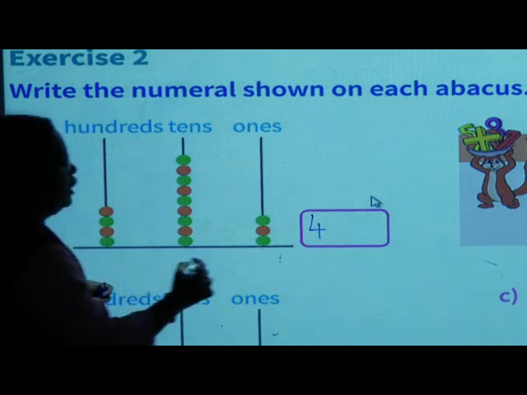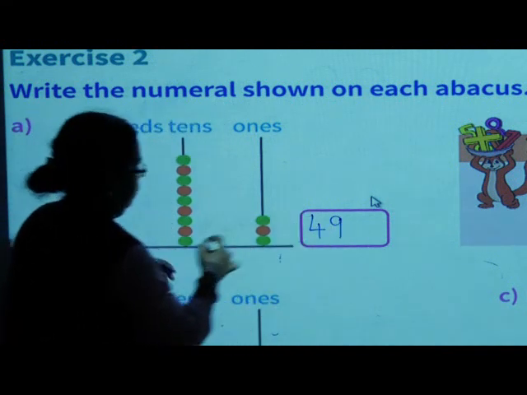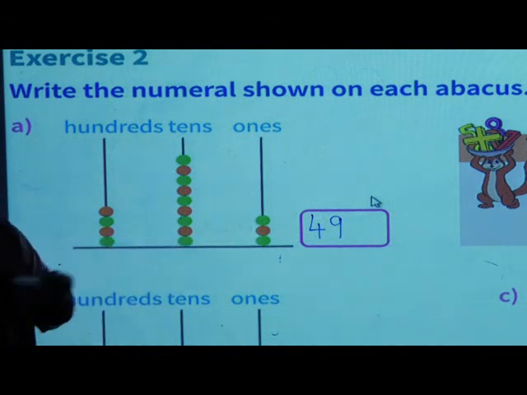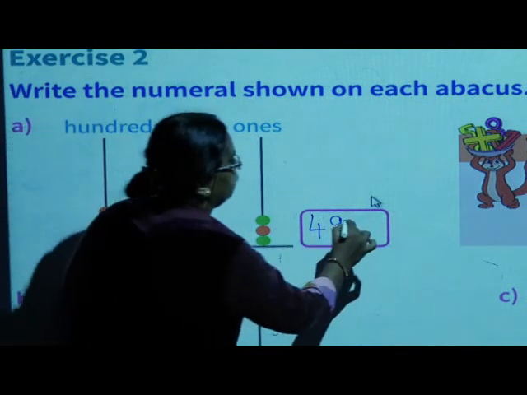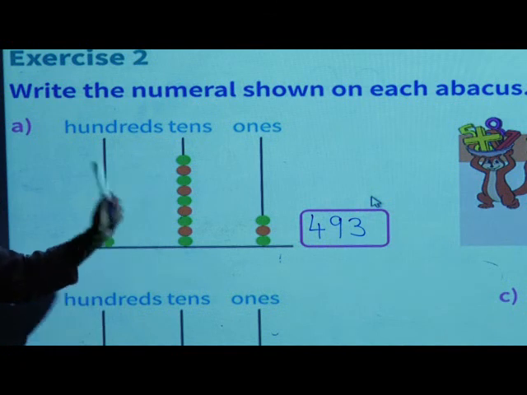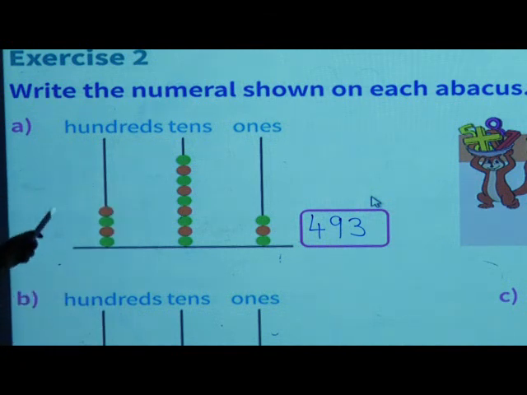Good. 9. Then next is 1, 2, 3. Then 3. So, how will you spell this now? 493. In this way you are going to spell the numbers. Write down this in your textbook. Come on.